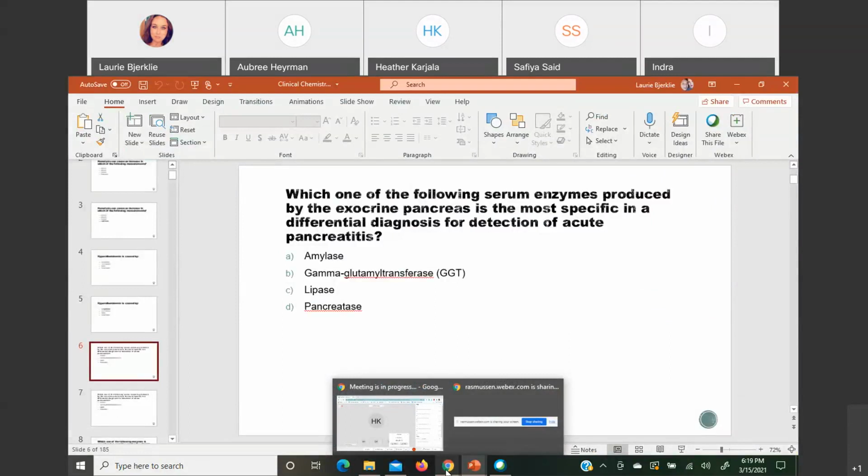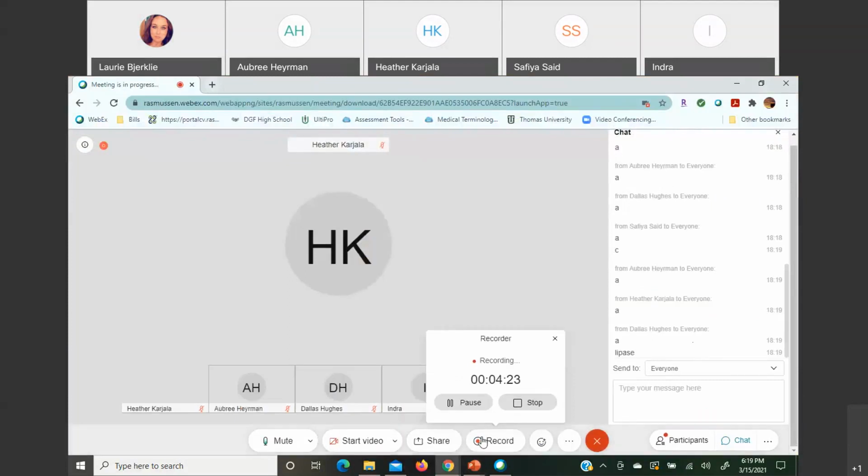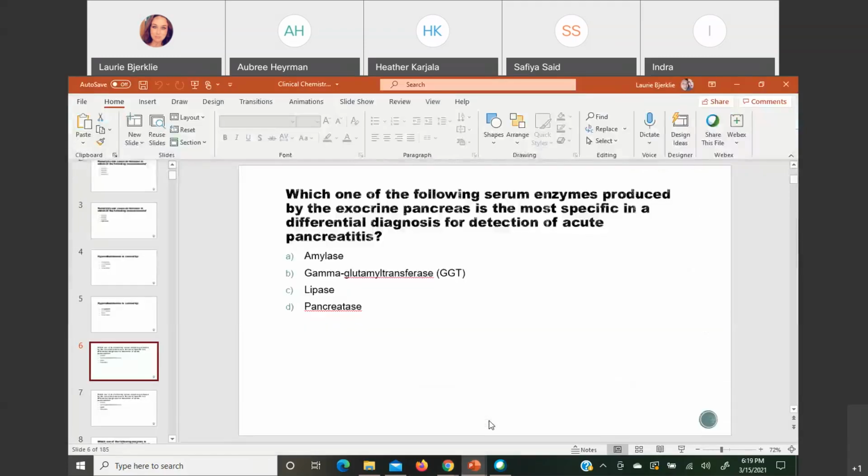There is something better than amylase for detecting pancreatitis, and that would be lipase, yes. So lipase is the best for looking at pancreatitis. Amylase is a good one, it's used, but it's not the most specific. And lipase is made by the pancreas.